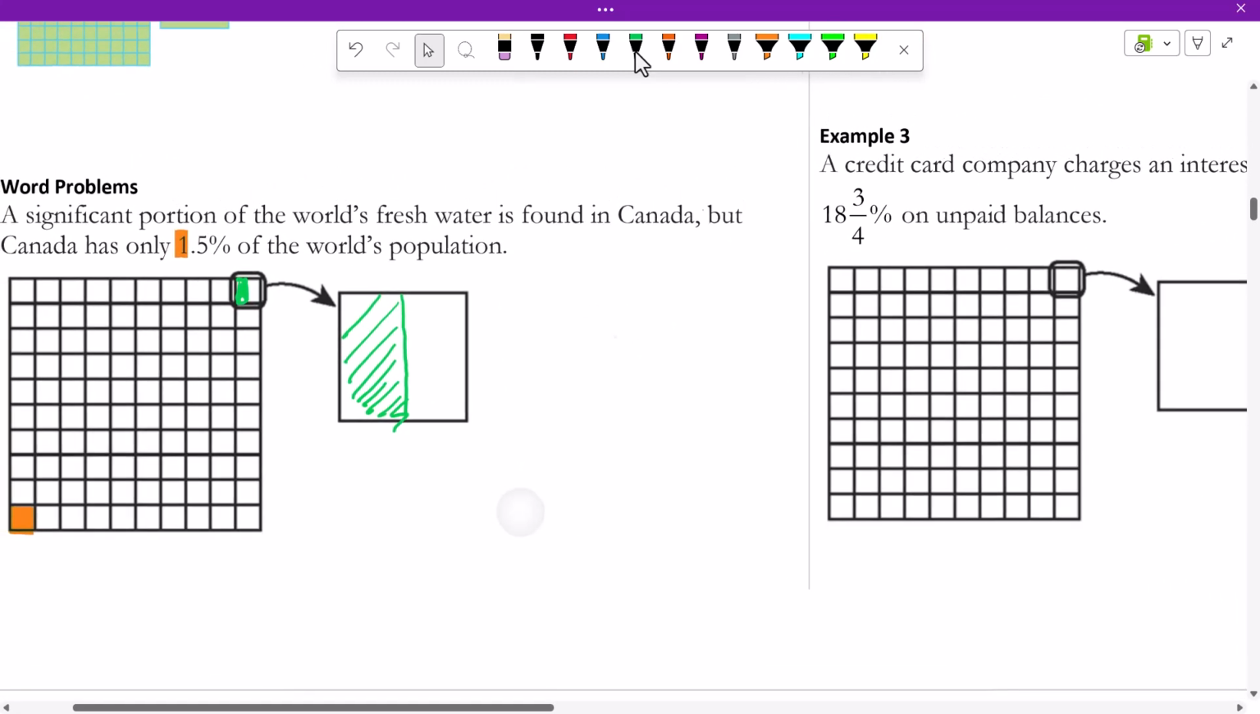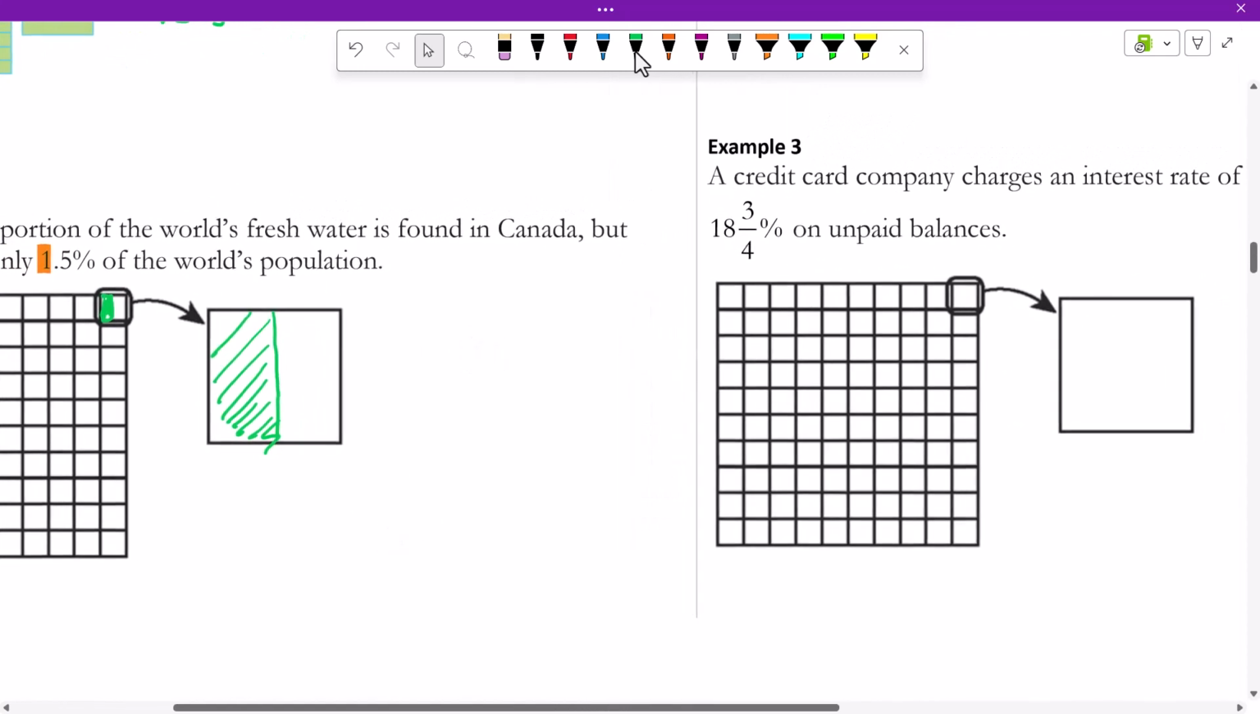All right. So, next question. A credit card company charges an interest rate of 18.75%. That is a lot of money. So, first of all, how many full boxes? Nav: 18. So, 18 full boxes. We're going to draw that. So, that's a 10. And that's 18. The partial, Bishop? 3/4. How many pieces do we break our box into? 4. And how many of those shaded in? 3.